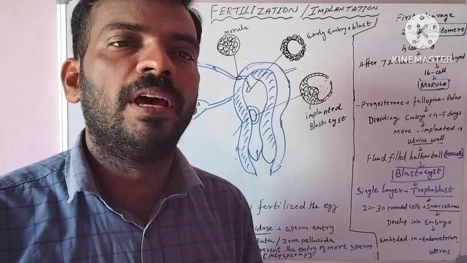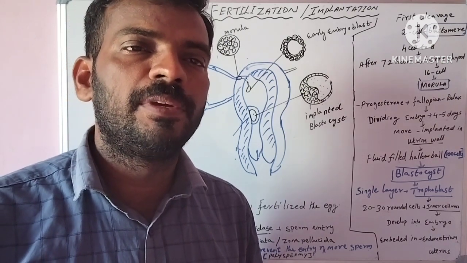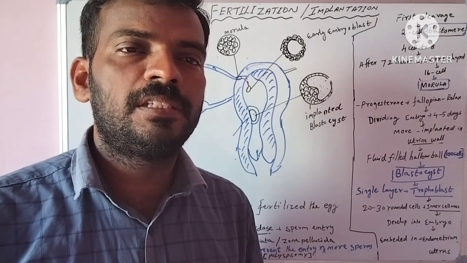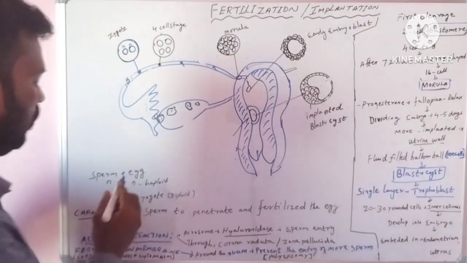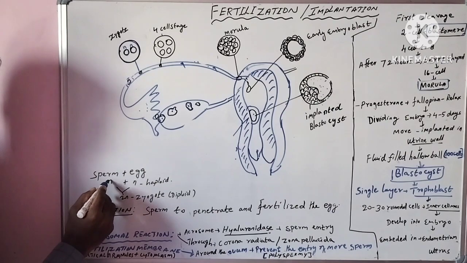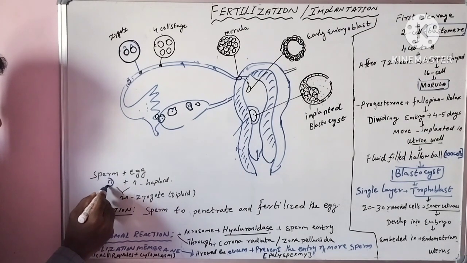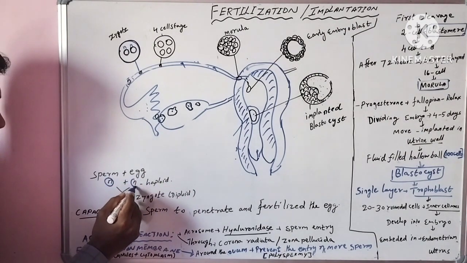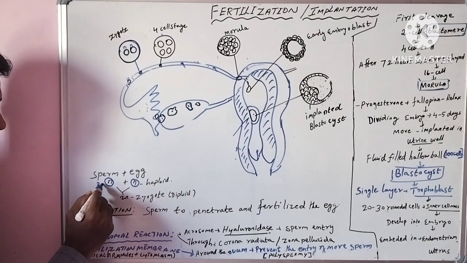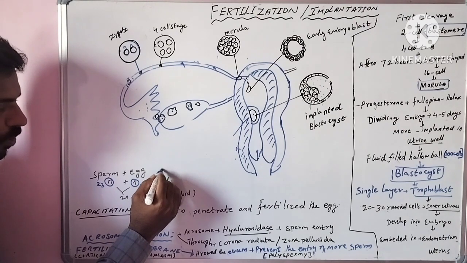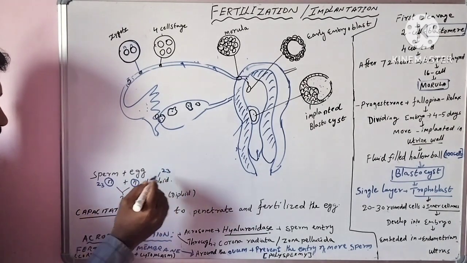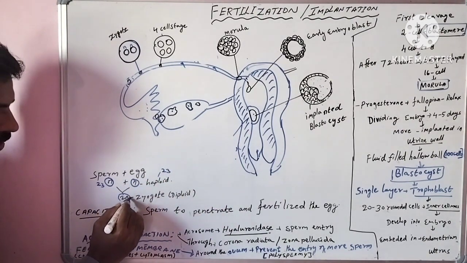The fusion of male and female gamete, they can form a zygote, that is called fertilization. For example, one sperm containing n number of chromosomes and the egg also containing n number of chromosomes. For example, 23, a half set of chromosomes, haploid. Haploid means half set of chromosomes, 23 chromosomes. 23 plus 23, they can form a zygote.